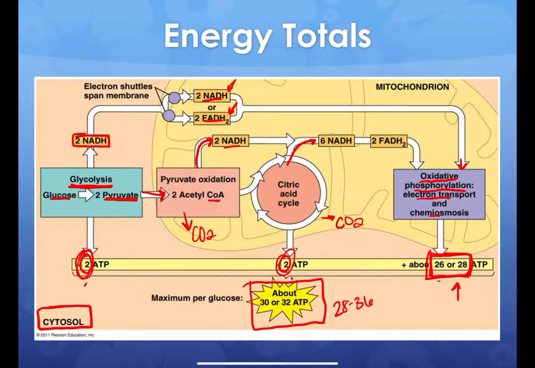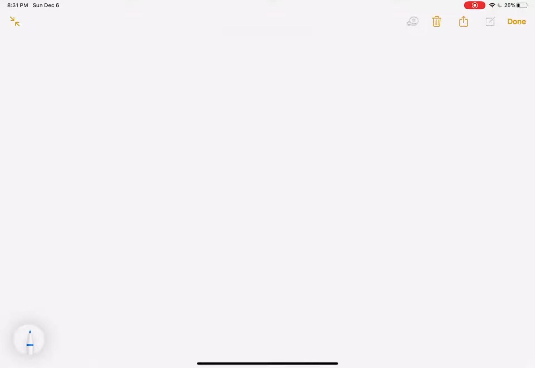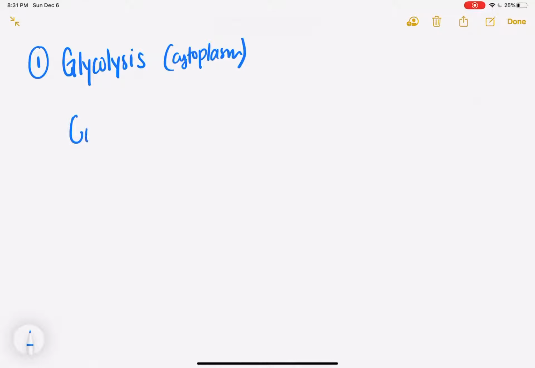Okay? So let's draw just a little bit to kind of make this our own. And we're going to start from the top and draw. So step 1, we've got glycolysis. Okay, remember it's happening in the cytoplasm. And so we have our glucose, our C6H12O6, and we're going to break it down into 2 pyruvate molecules.